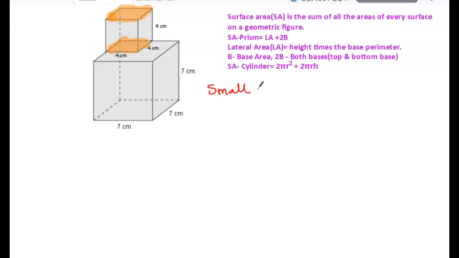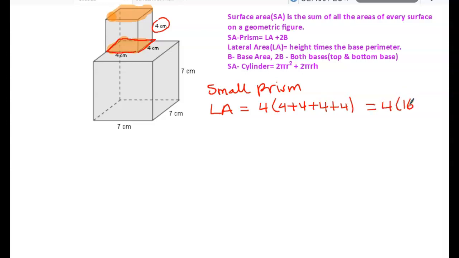Finding the small prism, we need only the lateral. We don't need the top and bottom. So for the lateral, the height of this is 4, and the perimeter of the base we add: 4 plus 4 plus 4 plus 4, which is 16. 4 times 16 will give us 64 centimeters squared.